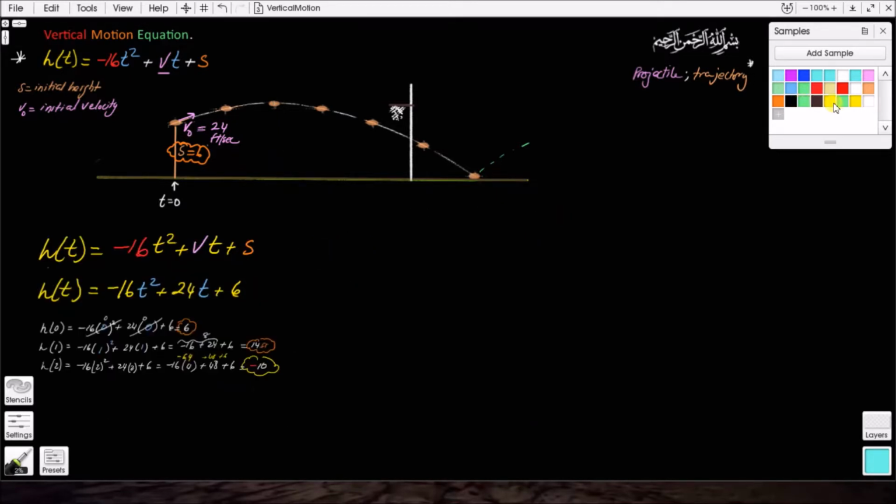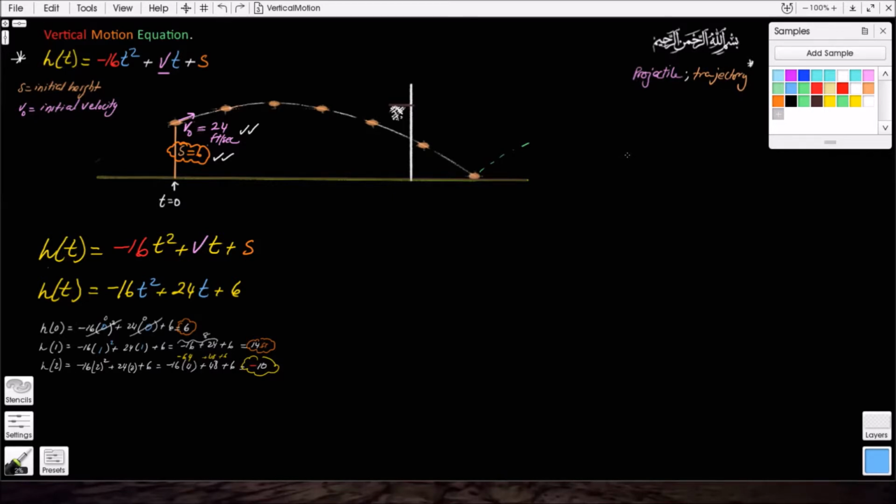Now look what we have accomplished so far. We have taken a particular scenario of a vertical motion equation where an object was thrown with specific parameters, such as the height being 6 feet and the initial velocity being 24 feet per second, and we wrote a specific vertical motion equation for that scenario. And we used that equation to find out the height of the object at any given time: 0 seconds, 1 second, and 2 seconds.